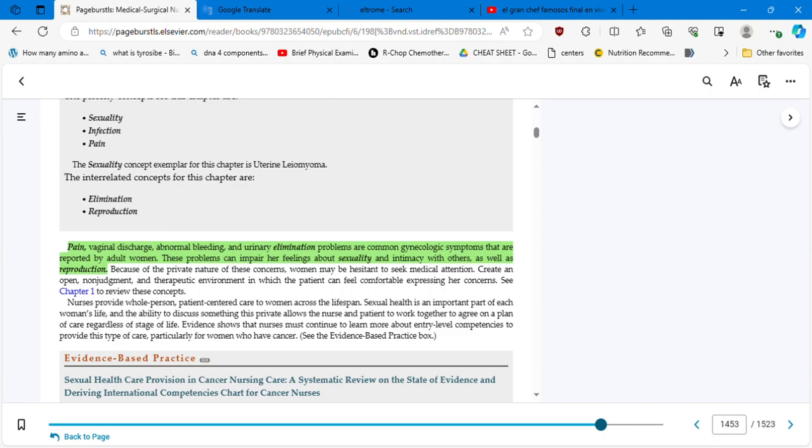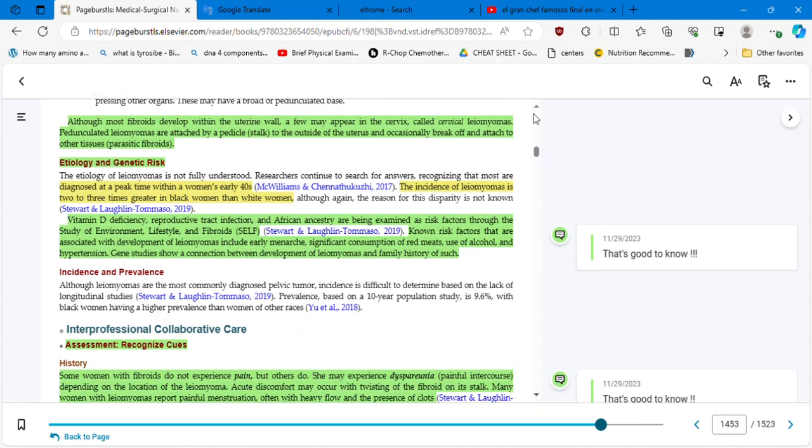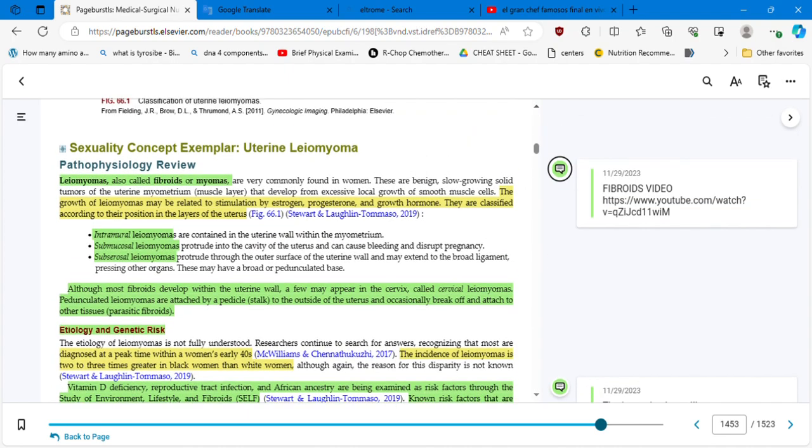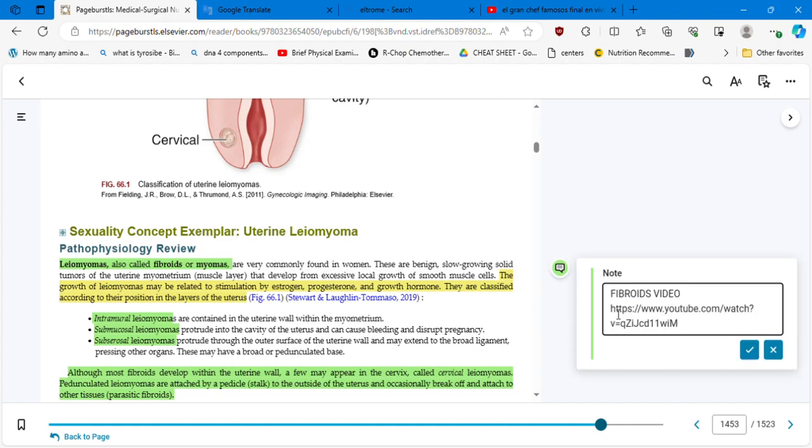Okay, let's continue. What we are going to see right now is a video that I have selected, so it can better explain the sexuality concept exemplar, uterine leiomyoma, which is also well known as fibroids. Okay, so let's watch the video. Here we go.